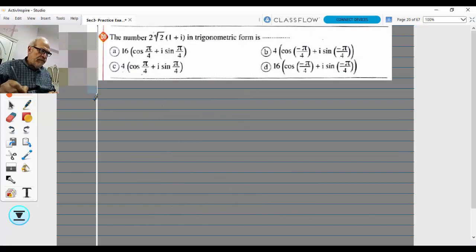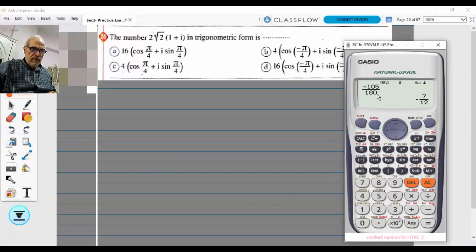Question number 20. The number 2 root 2 times (1 plus i) in trigonometric form. Again, we will use the calculator to determine the modulus and the amplitude. So we write, we're still in complex mode, right? 2 root 2 multiply 1 plus i equals, this is the number in the simplest form, and we press shift complex at number 2.